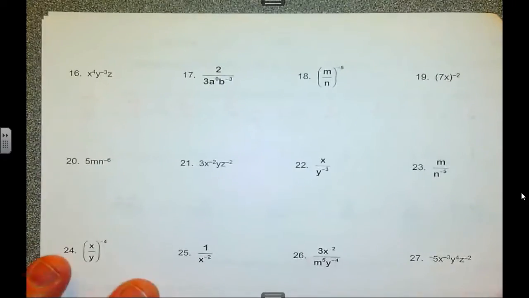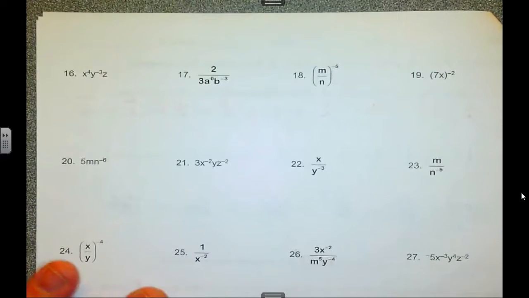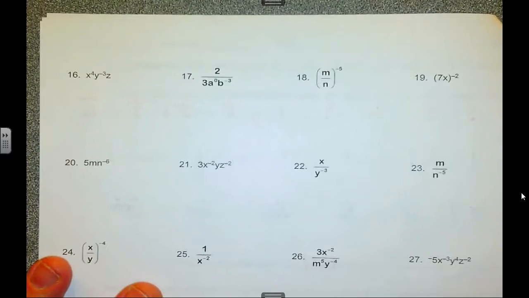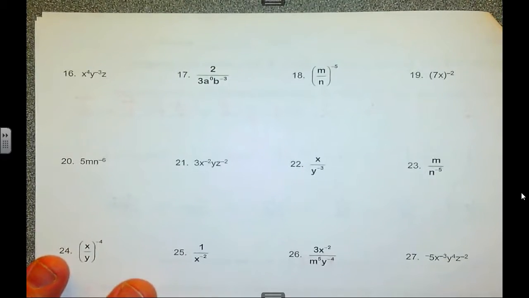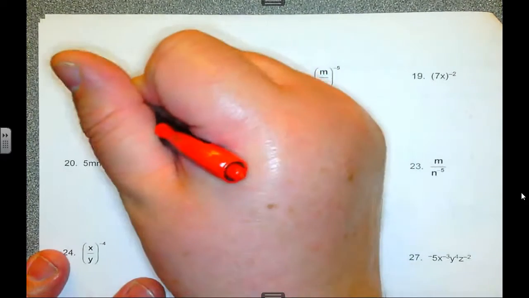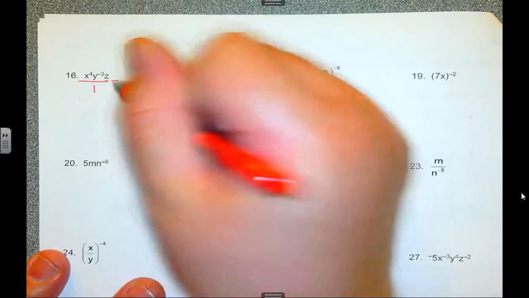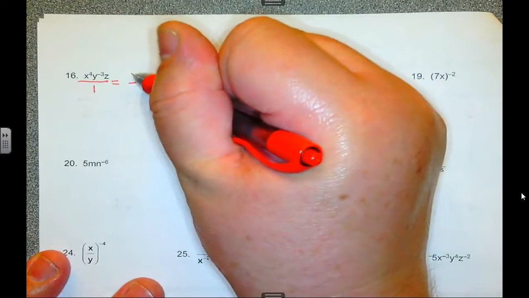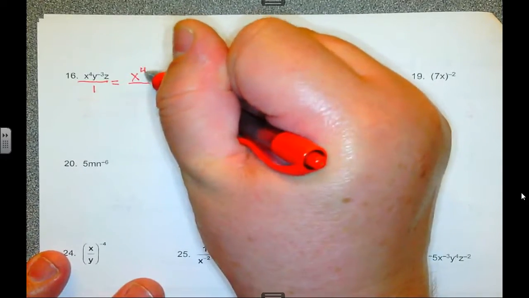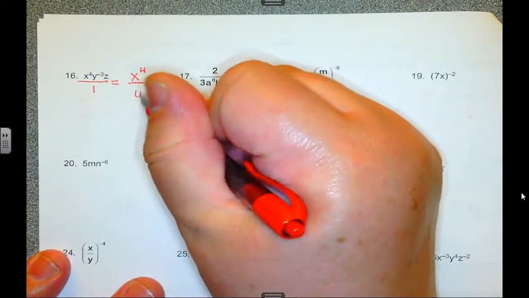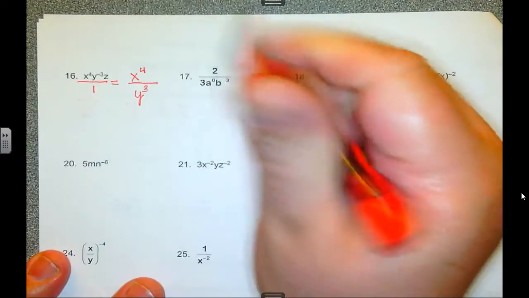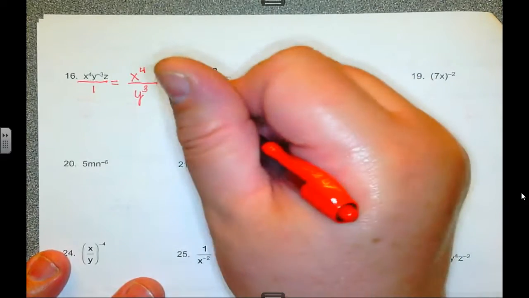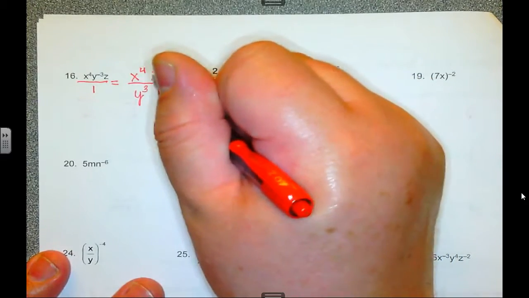How about number 16? Quiet. You would only change the y to denominator. Let's see. I'm going to put x to the 4th. Leave it. Change the y to a positive. I'm going to put it in the bottom. Z to the 1st stays.